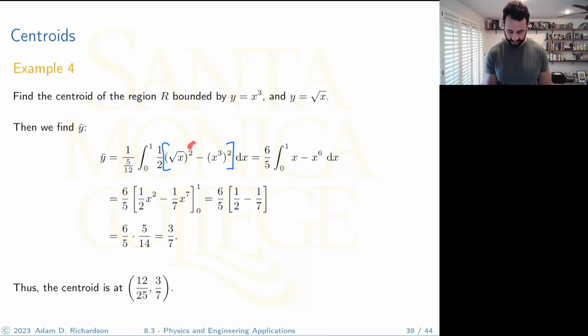Then if you apply these powers, you'll get x and x to the 6th. Once again, simple power functions, anti-differentiate, FTC2, and then simplify to get 3/7. So the centroid of this region is at 12 over 25, comma 3/7. All right. Whew. Okay, trucking right along.